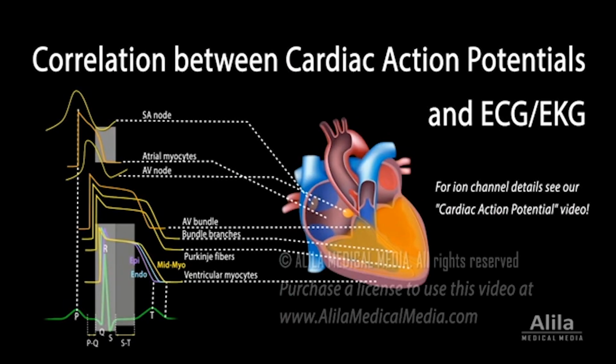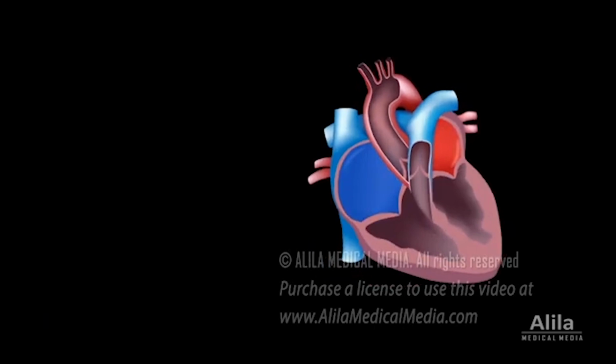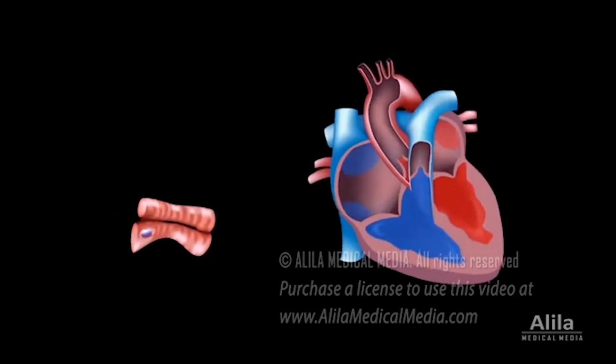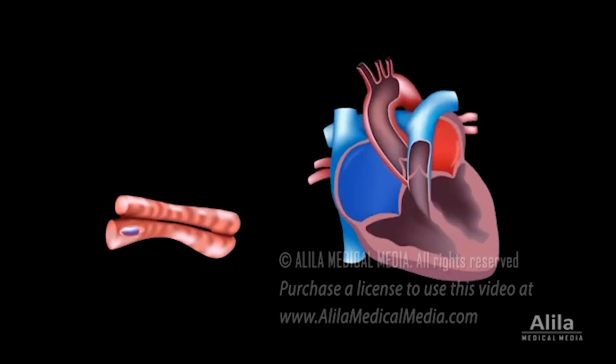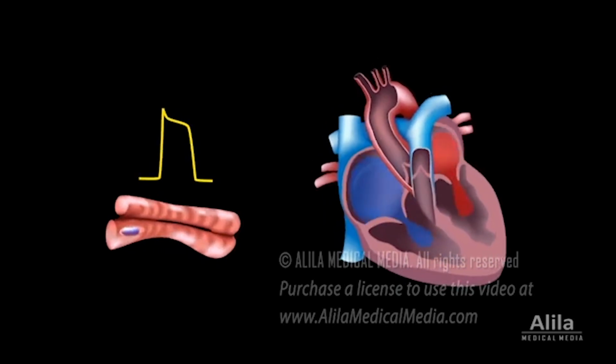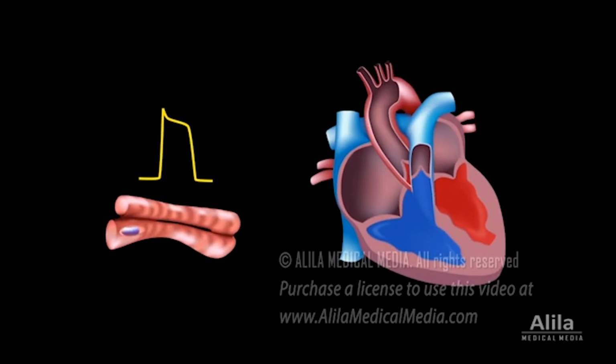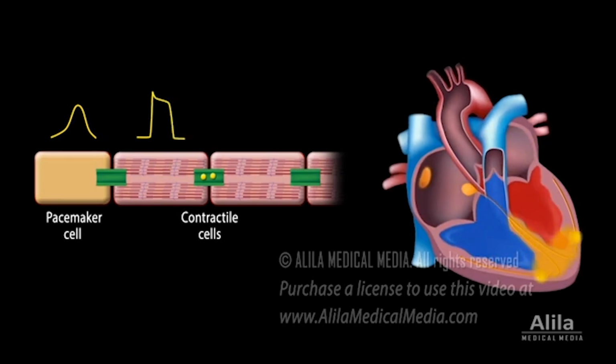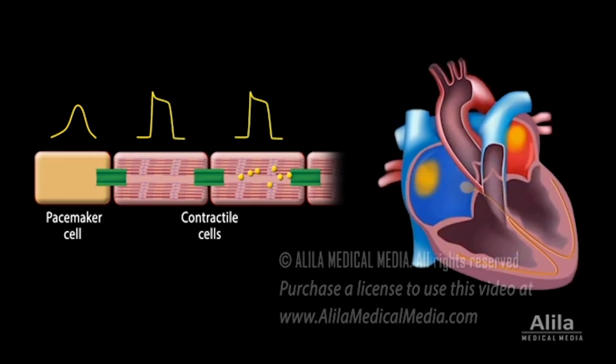The heart is essentially a muscle that contracts and pumps blood. It consists of specialized muscle cells called cardiac myocytes. The contraction of these cells is initiated by electrical impulses known as action potentials. Action potentials start in pacemaker cells, then spread to contractile myocytes and stimulate them to contract.